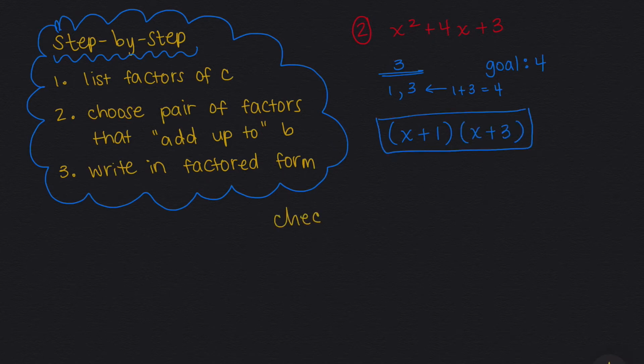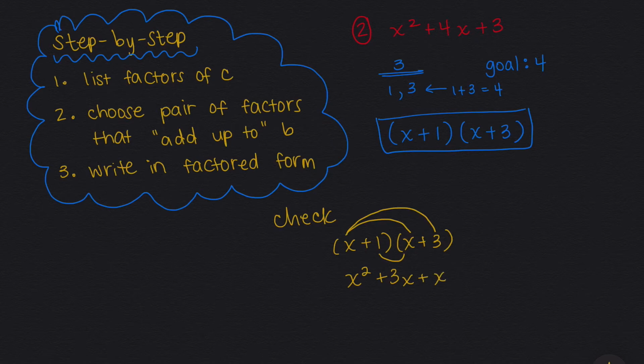Once again, we can check our answer, and we would do that by FOILing. So x plus 1 times x plus 3. X times x, that gives us x squared. X times 3, that's plus 3x. 1 times x, that's just a 1x, but remember we don't write the 1. And 1 times 3, we get 3.